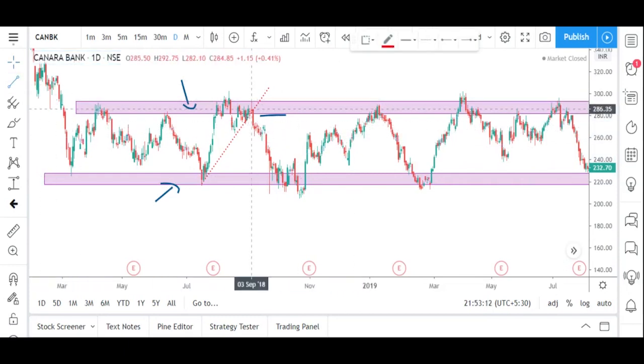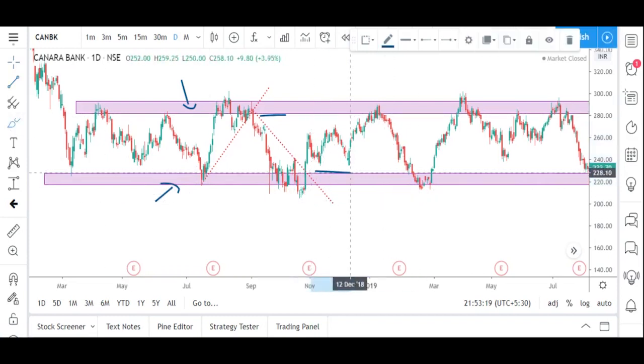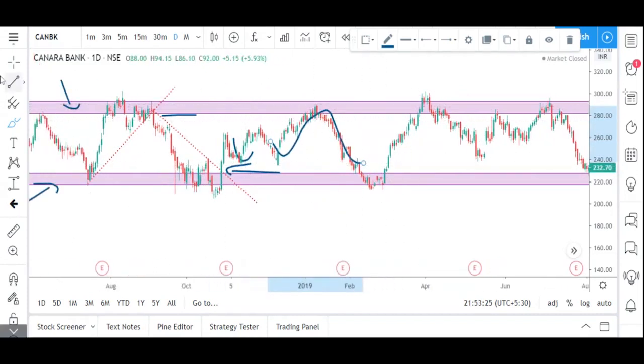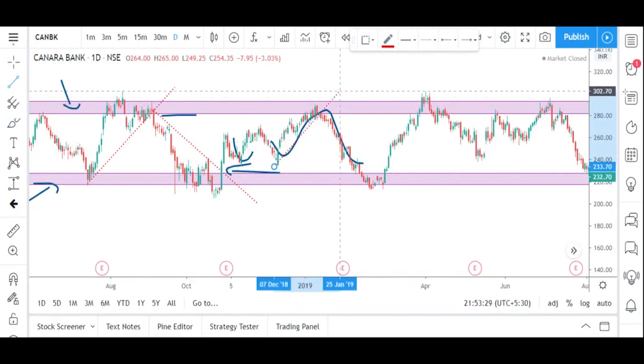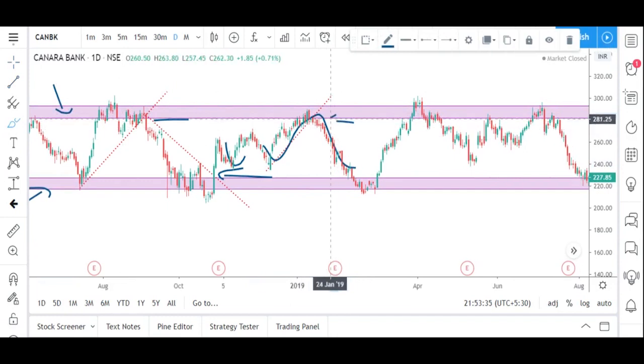And here we take the opportunity again, guys. So we take the trade and again you see the profit. Again here you get an opportunity to sell. Again when it crosses here, you take the trade.